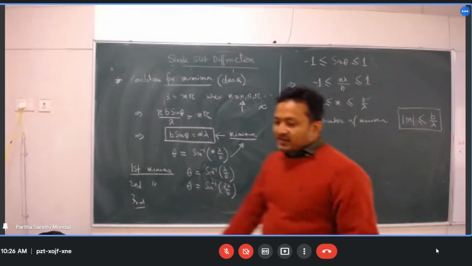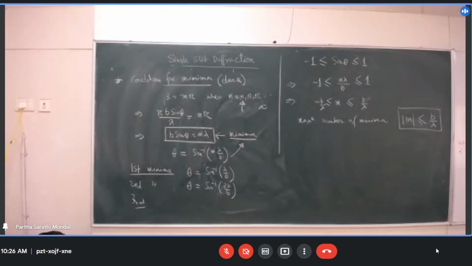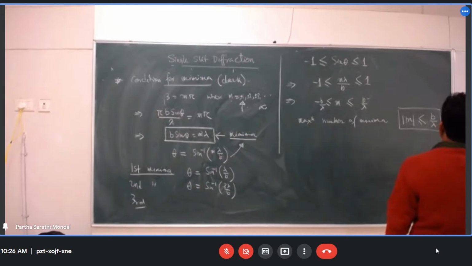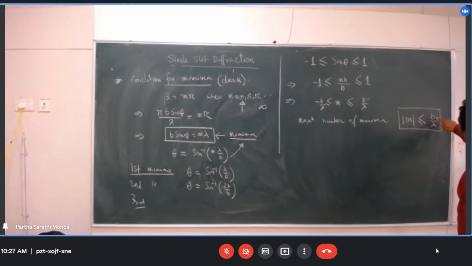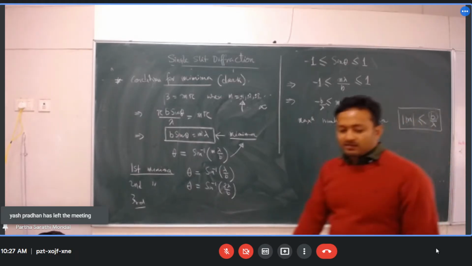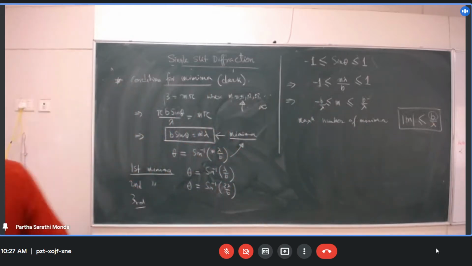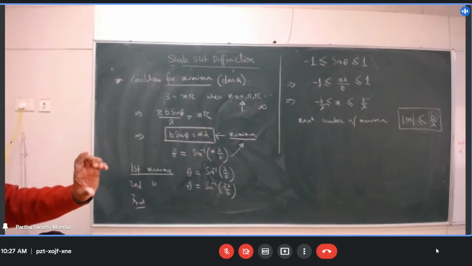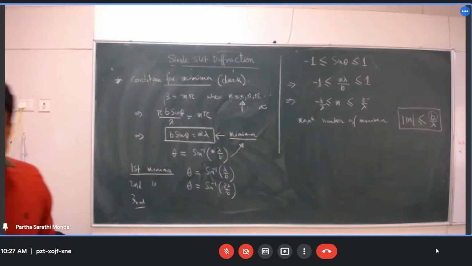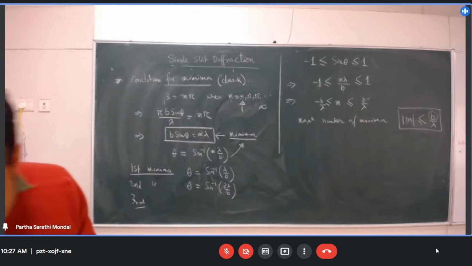So in the setup, if b is large, you will see a large number of minima here. It actually depends on the ratio b by lambda. If b by lambda is large, m will be large. So this is what I'm trying to say.